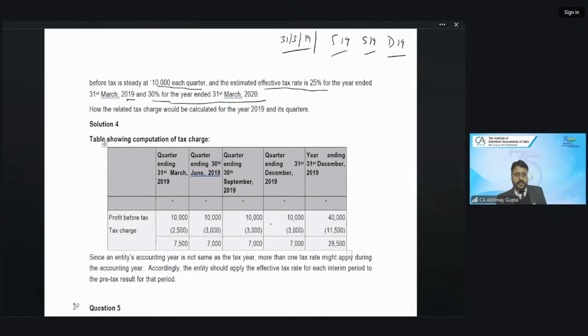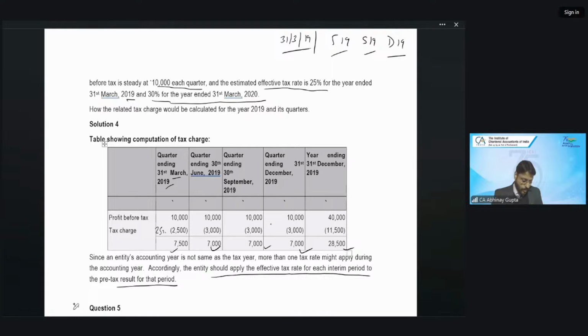Now, for each quarter, I will apply the tax rate applicable for that year, right? So for the 31st March 19 year, the tax rate is 25%, and for the financial year ending 31st March 2020, the tax rate is 30%. So 25% gives 7,500, and for all the remaining it is 3,000, and the income after tax is 7,000. Since the entity's accounting year is not the same as the tax year, more than one rate might apply during the accounting year.